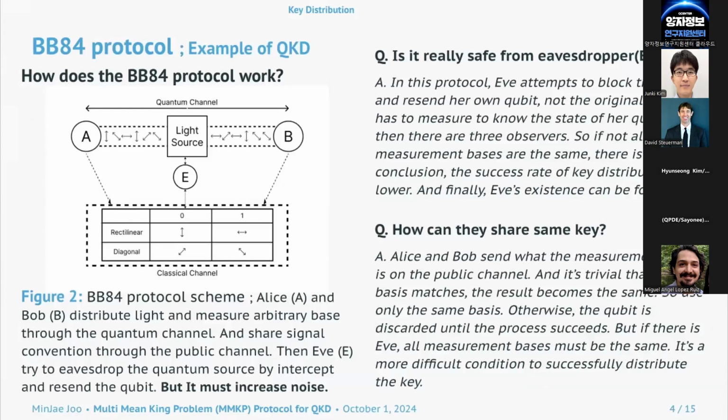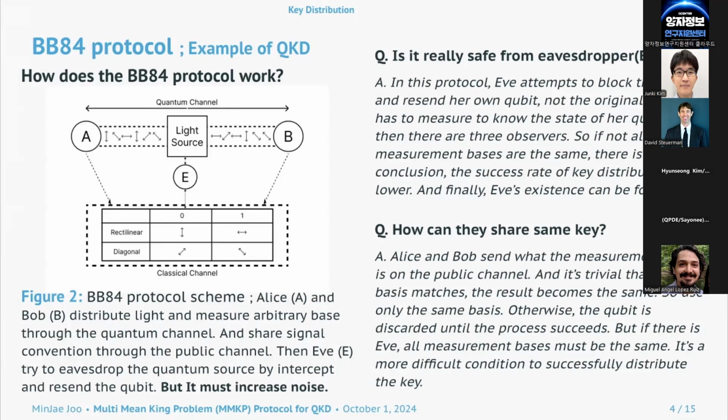A well-known example of QKD is the BB84 protocol. In this protocol, Alice and Bob exchange qubits using different bases through a quantum channel. If Eve tries to eavesdrop by measuring the qubit, her interference introduces noise, which makes her presence known.